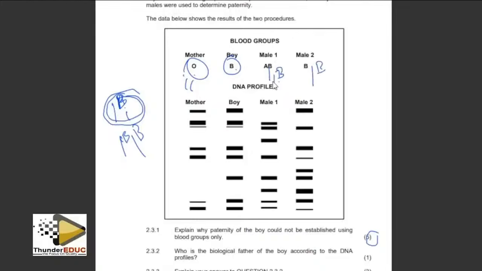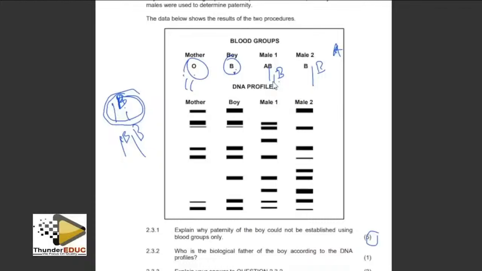So whom are you going to say is the father? Whom are you going to say is not the father? That's why in this case blood group can only help you to eliminate those possibilities which cannot happen. For example, the father can't be blood group A because this person is blood group B. You see? If it's blood group A, there is no way the boy is going to have blood group B.